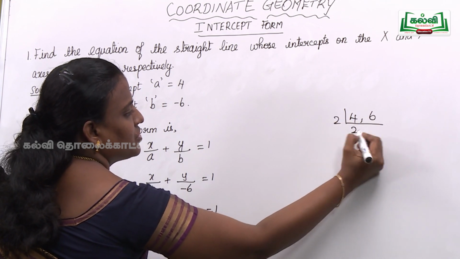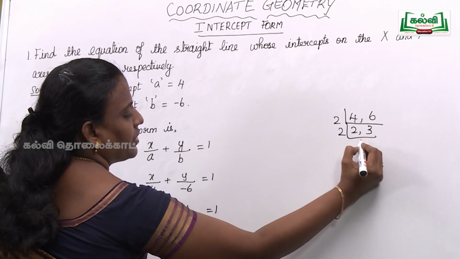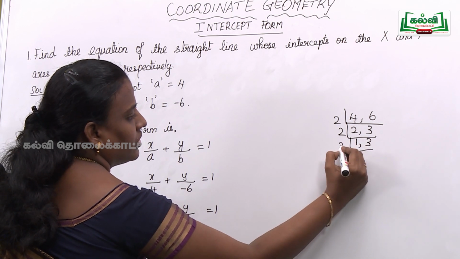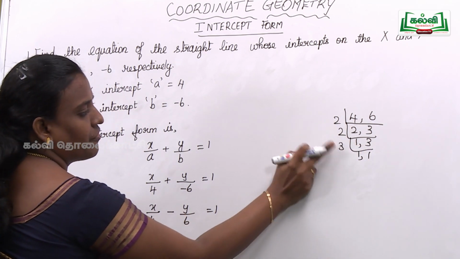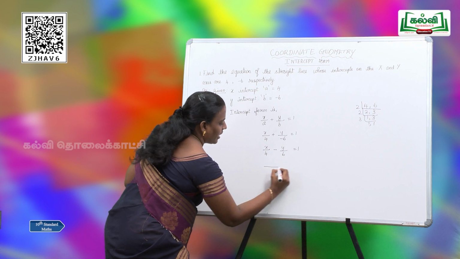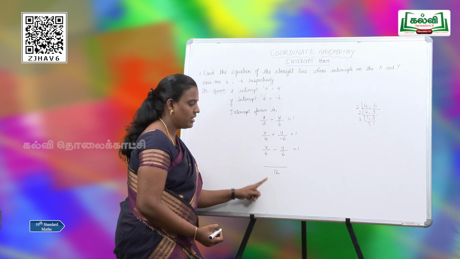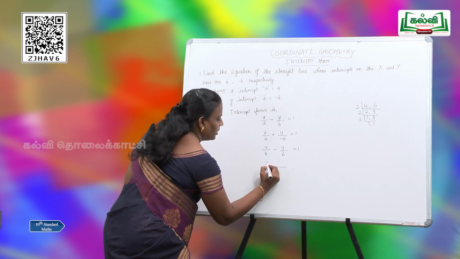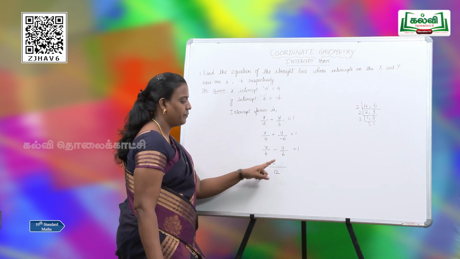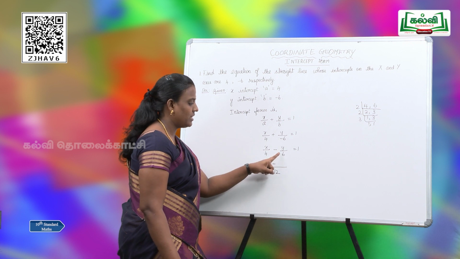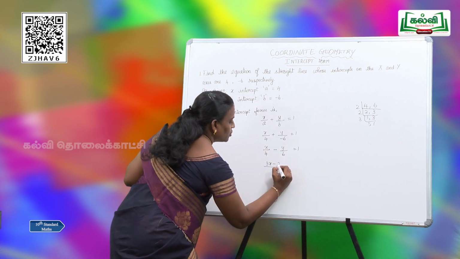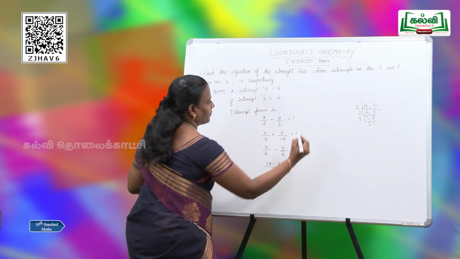2 2s are, 2 3s are. Again if I take 2. So what is the LCM? 2 2s are 4, 4 3s are 12. So when I have the common denominator 12, 4 3s are will give me 12. So 3 into x will give you 3x. Similarly, 6 2s are will give you 12. So, 2 into y will give you 2y is equal to 1.